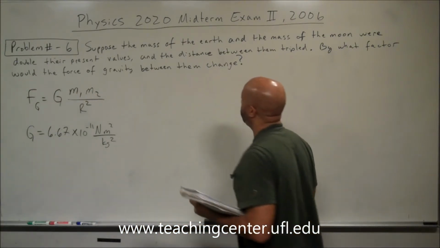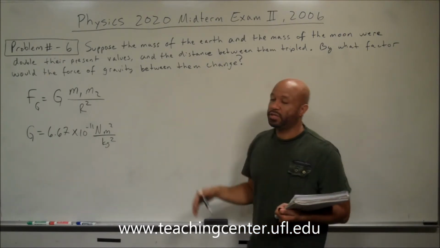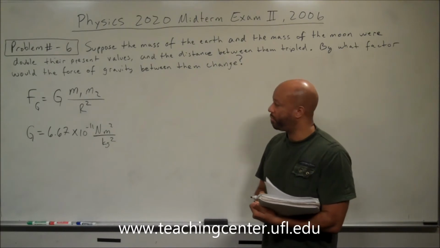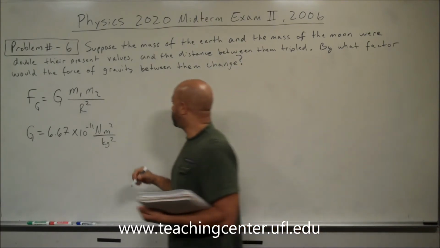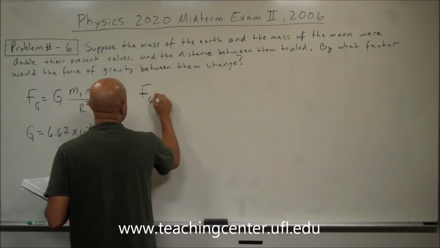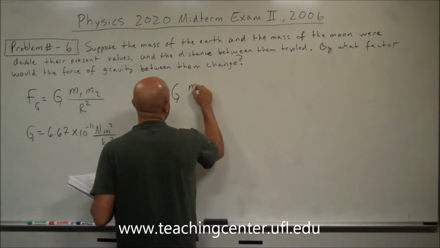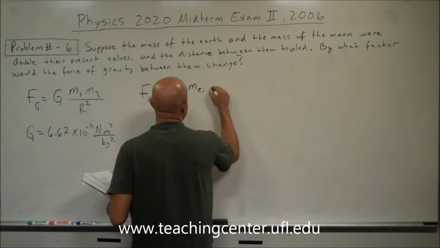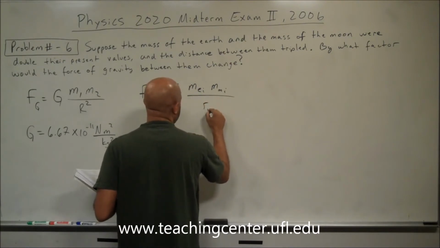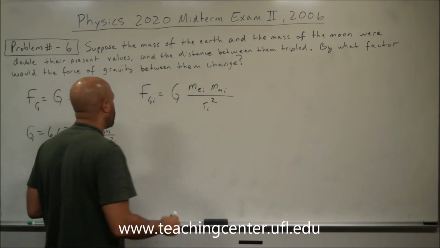Alright, and in this problem we're asked to find by what factor would the force of gravity between them change if we basically doubled the mass of the Moon and the Earth and we tripled the distance between them. Okay, so let's say that we have the gravitational force between them initially, right? You'll have the gravitational constant times the mass of the Earth initially times the mass of the Moon initially divided by the distance initially from them squared.